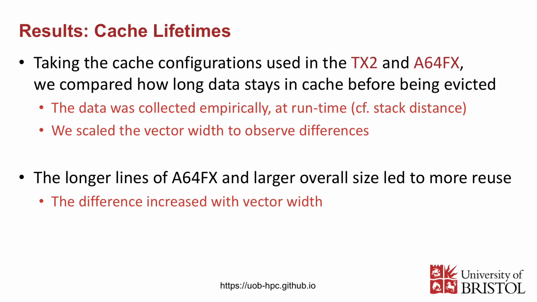Using the cache simulator, we tracked how long data stays in cache before being evicted. We took the cache configurations used in the ThunderX2 and the A64FX and collected an empirical equivalent of the evict distance across a range of SVE vector widths. In general, we found that the cache setup used in the A64FX allowed more reuse, mostly due to its longer lines and larger total size. As the vector length was increased, the difference between the two cache configurations became more visible.